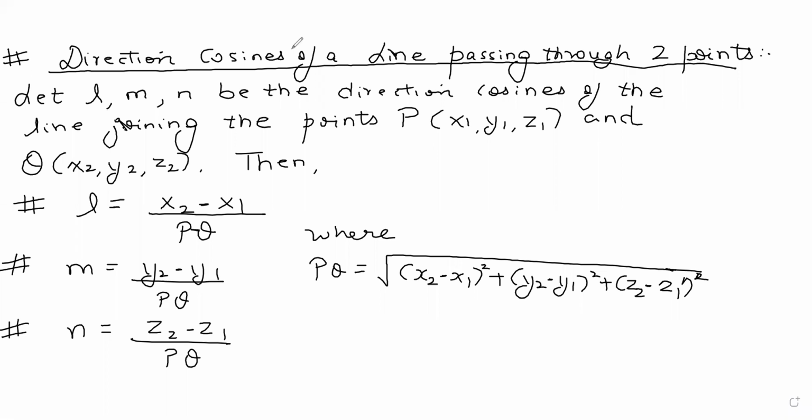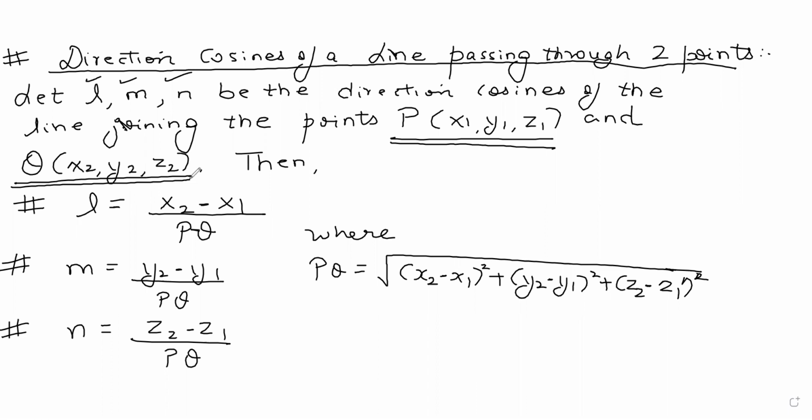So this gives us the direction cosines of a line passing through 2 points. All of us know that L, M and N are the direction cosines of a line. Now suppose this line is passing through 2 points. Point P is given by the coordinates x1, y1, z1. Point Q is given by the coordinates x2, y2, z2. Then my L is equal to x2 minus x1 upon PQ.